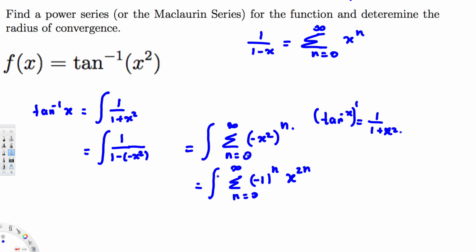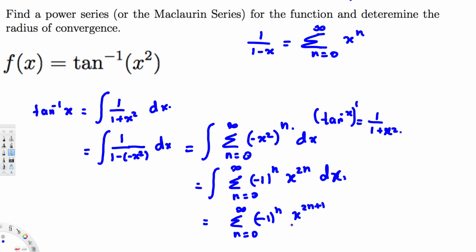Now we have to integrate this one to get this one, right? So if we integrate this, this is going to give us n equals 0 to infinity. We also have to put dx right here. So this means x is the only one related to integration. The other things are not going to change. So what we have to do is add 1 more to the power of x and divide by that power. So here we are going to have negative 1 power n, x power 2n plus 1, and then we have to divide this by 2n plus 1. Now this is tan inverse x, right? This is equivalent to tan inverse x.